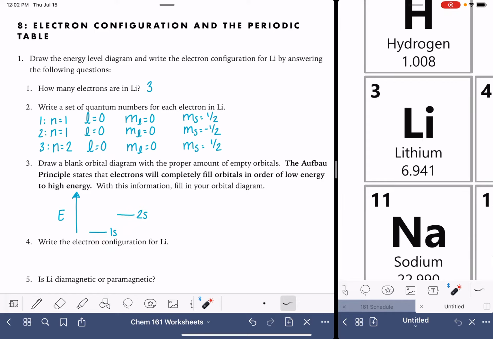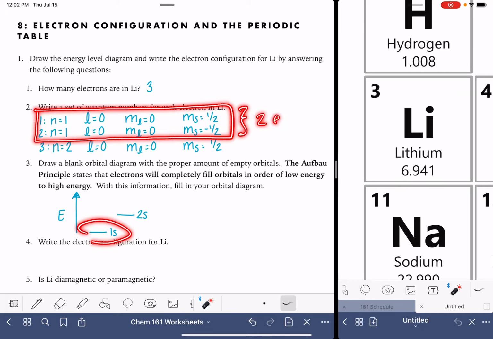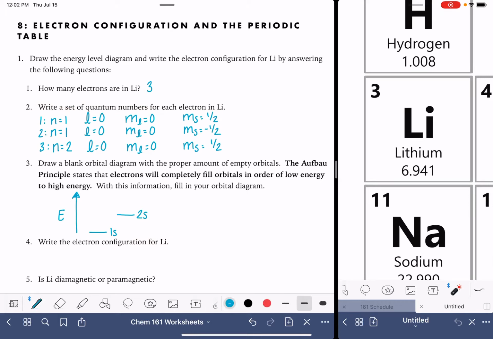Now what we're going to do is fill in these orbitals in order of low to high energy. We do that by using arrows to represent the electrons that are occupying each one of these orbitals. So for our 1s, the 1s is being represented by these electrons right here. 2 electrons means that we need to have 2 arrows in this diagram. One of them is going to be pointing up, and the other arrow is going to be pointing down.